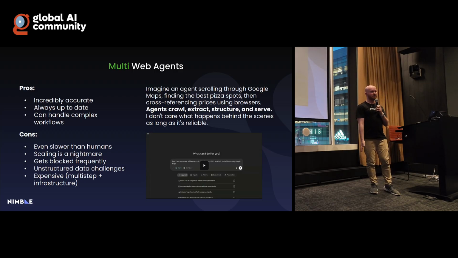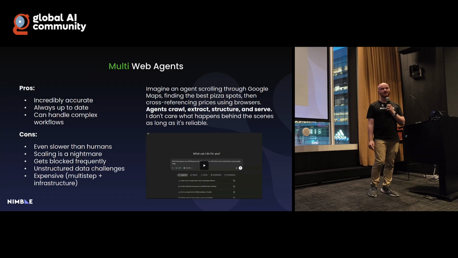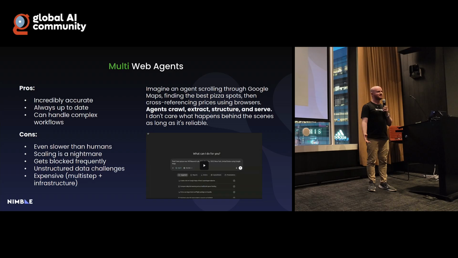But it's slow. And slow means more money. And also scaling is a nightmare. I don't know how many of you tried to put up a browser in the cloud. It's quite challenging. And also it gets blocked frequently. If you try to use ChatGPT for Walmart, you can see it's going to get blocked. And as of today, I even saw that sometimes you can get false information. And also sometimes the data is not structured the right way, which means a large context window that you need to have in your AI agent, which costs more money.